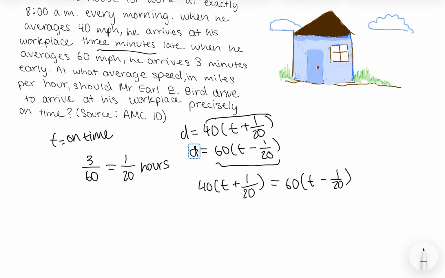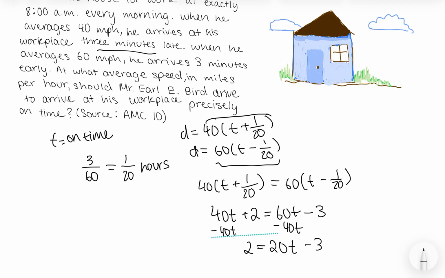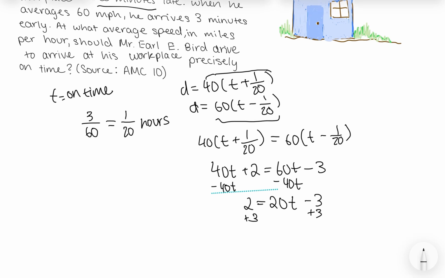So now we just have to solve this. Let's solve for T. So 40T plus 2 equals 60T minus 3. Subtract 40T from both sides to get 2 equals 20T minus 3. Now add 3 to both sides to get 5 equals 20T. And then divide by 20. So T will be equal to 1/4. So that's 1/4 of an hour.